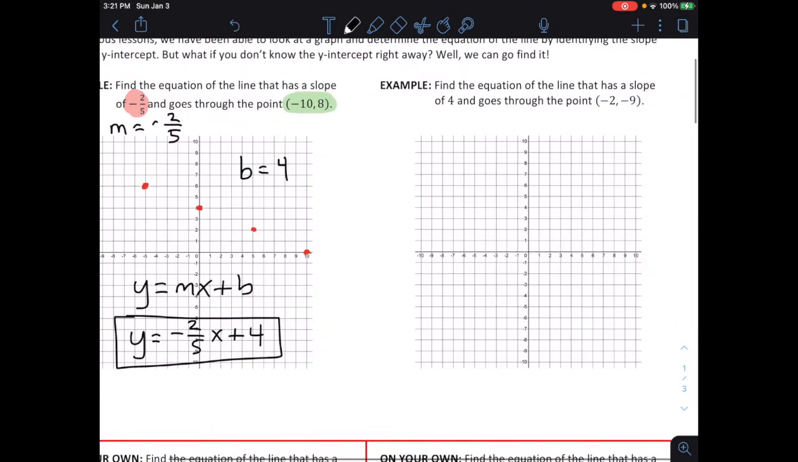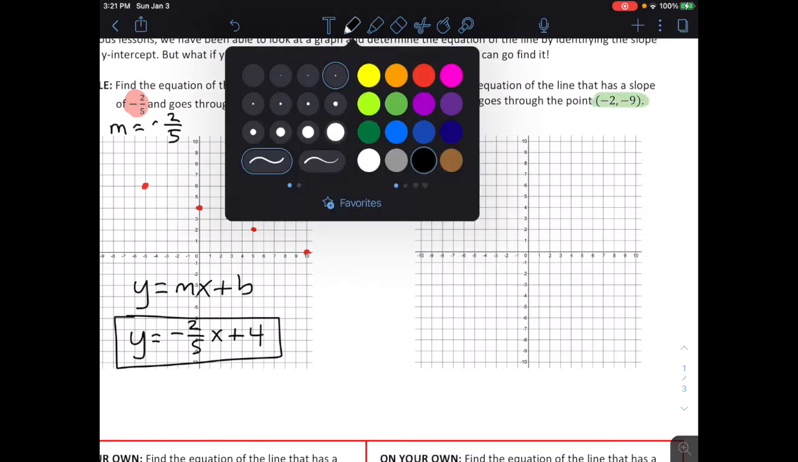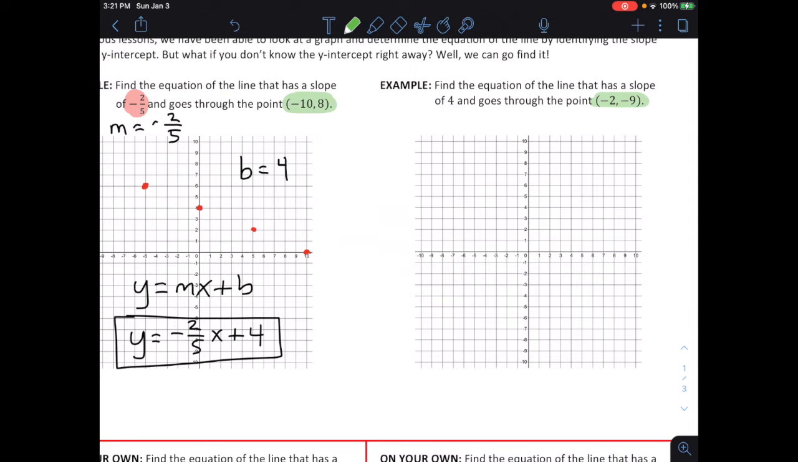So again, same thing. We're going to graph that point. So we have that point here. And I'm going to use the same colors just because it'll keep it nice and organized. So we have -2, -9. So we find -2 on the x-axis, the horizontal one. And then we go down to -9. So there's my point. And then it has a slope of 4.